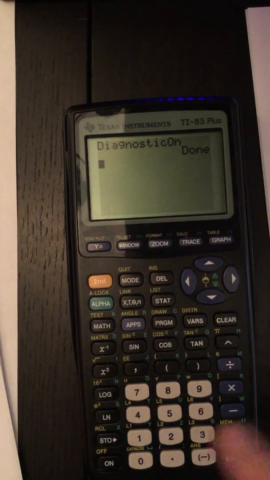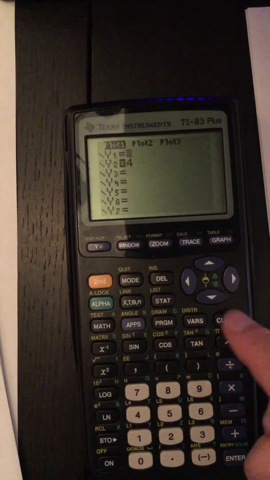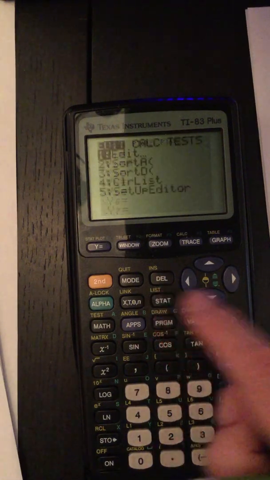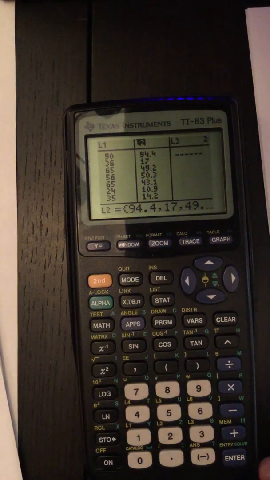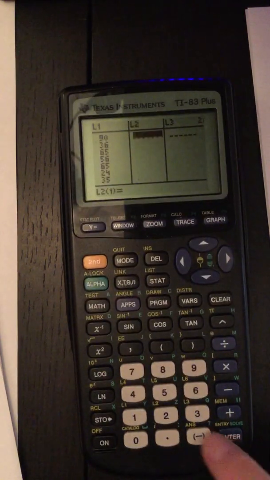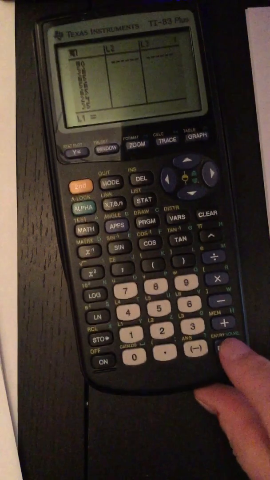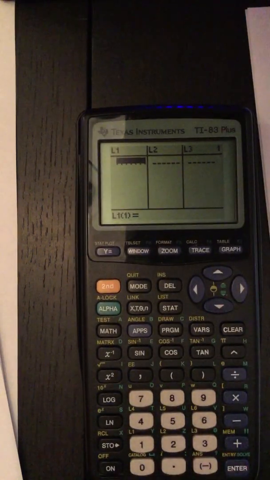Okay, then we're going to clear everything from y equals. I know I had a bunch of stuff in there from the last question. And then we're going to clear our lists. So go up to the top of the list, highlight L2, hit clear, and then hit enter. Go up to the top of list 1, hit clear, and then hit enter. And when we look back, they're all gone, right?